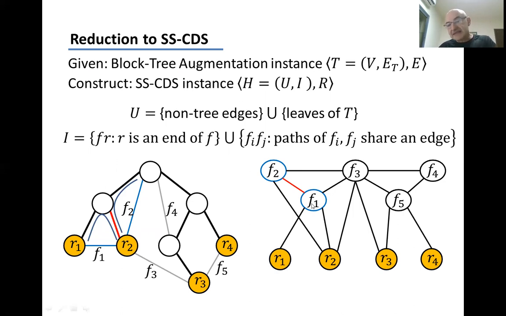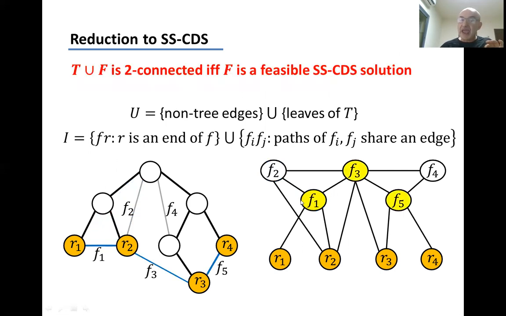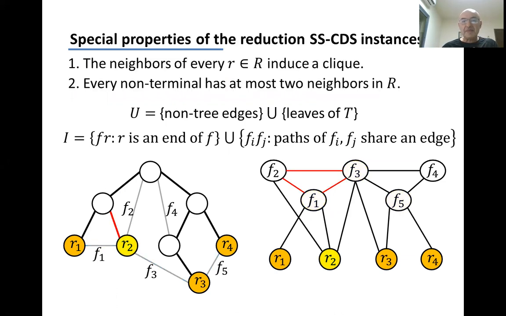So this is the reduction, and the key observation is that F is a feasible solution to the block 3 augmentation instance if and only if F is a feasible solution to the SSCDS instance. So we have here a reduction, an approximation ratio preserving reduction.